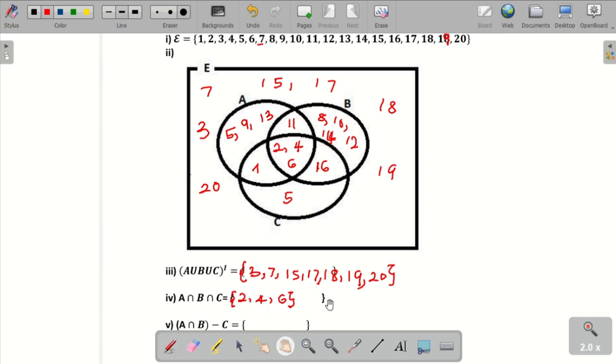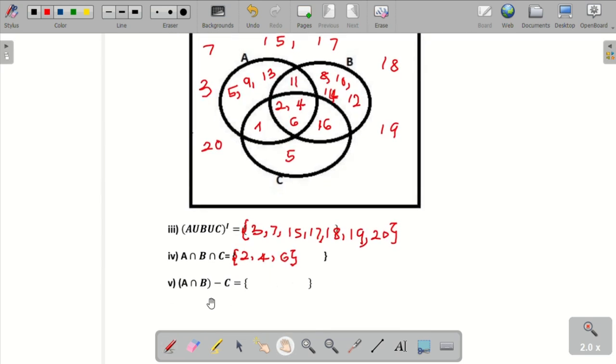Now let's look at the very last question. We say (A intersection B) minus C. Now what are the elements of A intersection B? What does it mean by A intersection B? Those elements that are present in A and they are also in B. So we can just get it here. The only element present in A and B is 11. So the A intersection B portion is just 11.